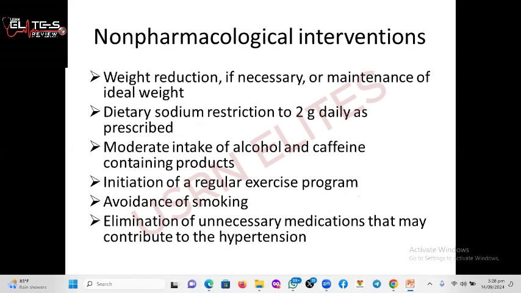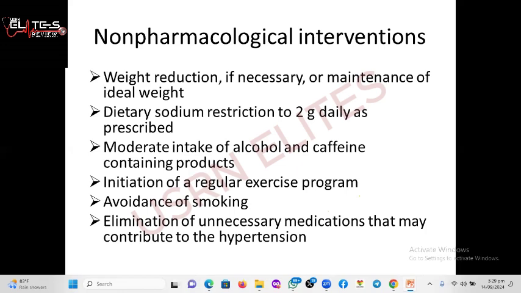When it comes to salt reduction, it's very difficult, especially for people who take sea salt, to tell them not to take salt or sodium at all. So they have to rather reduce the amounts they are taking. So dietary sodium restriction to about 2 grams daily as prescribed. Then they would also have to read food labels, especially when they go out to buy any prepared food. They will need to read the labels to see the sodium content.